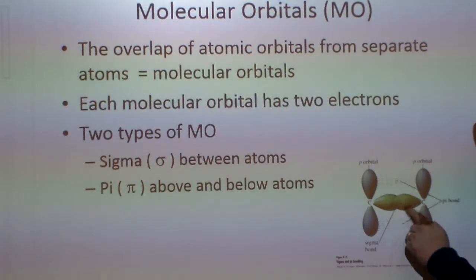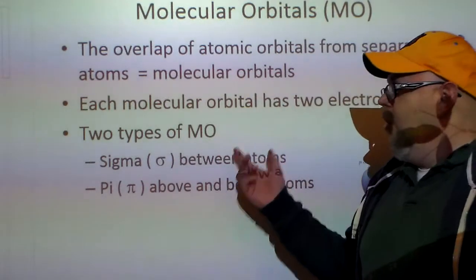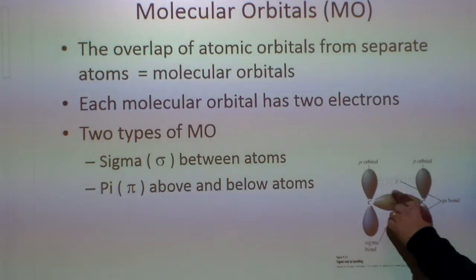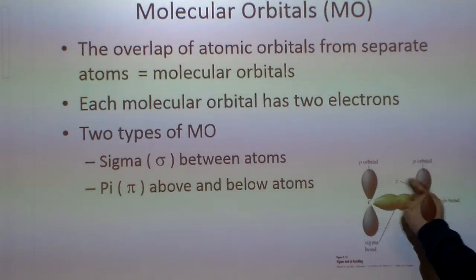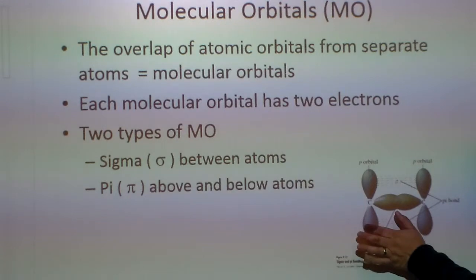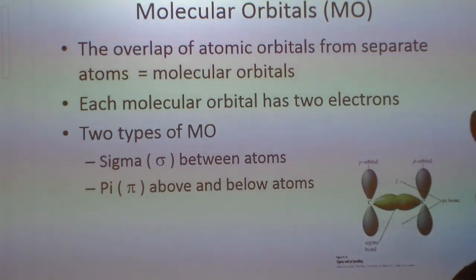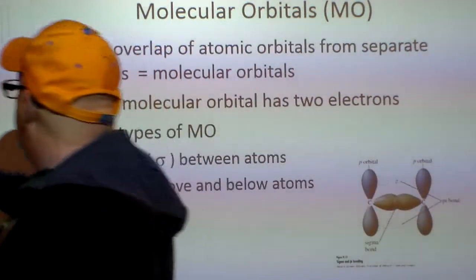And this would be our sigma bond. We don't call them MOs, we simply say sigma bond or pi bond. The sigma bond is a single bond between 2 atoms. The pi bonds deal with the p orbitals that are separate, and they are above and below the atoms. So it's kind of weird to picture this.